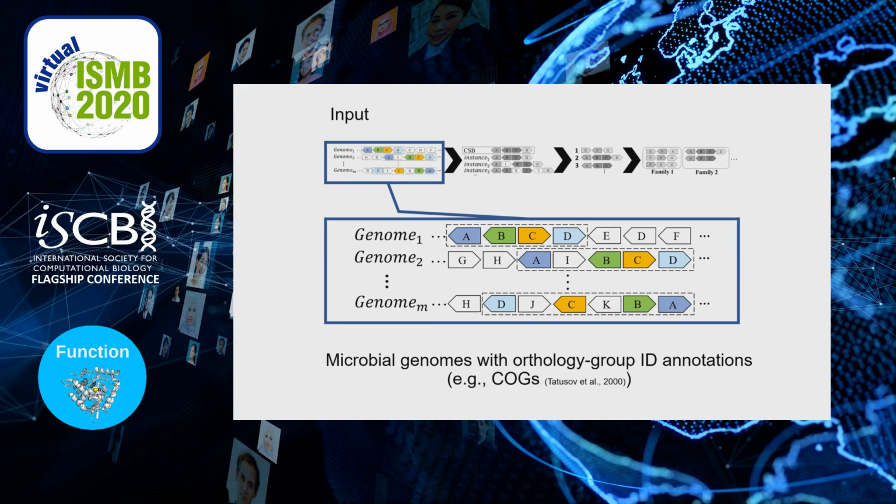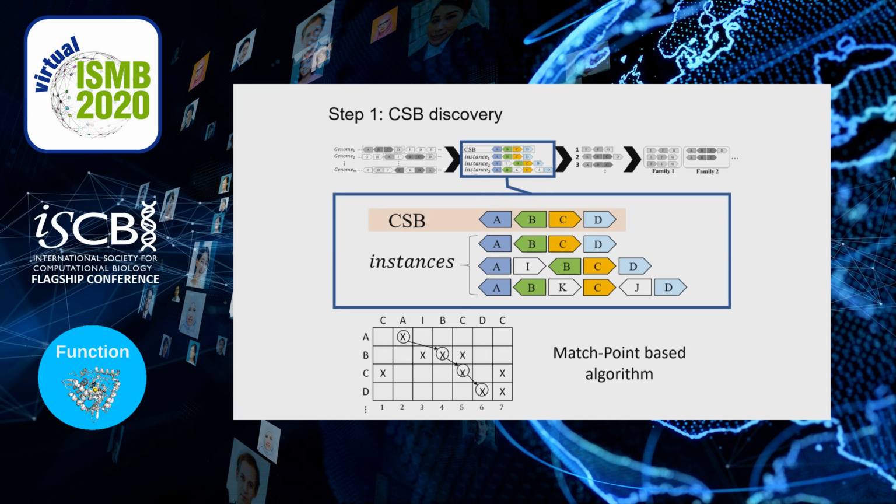Each genome is represented as a sequence of genes, where the genes are annotated by their assignment to their corresponding gene orthology groups. In our analysis, we used COGs as gene identifiers. COGs are manually created gene orthology groups. In the first step of the pipeline, CSBs are identified in the input genomes.